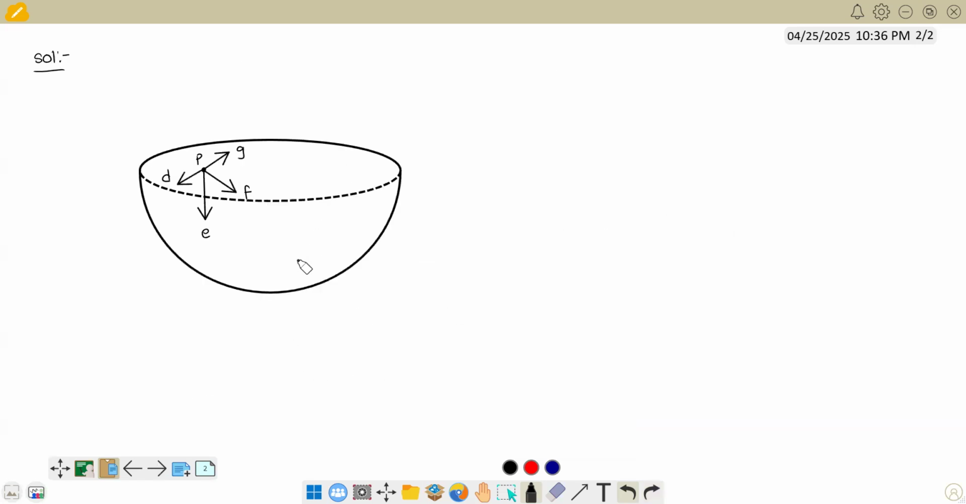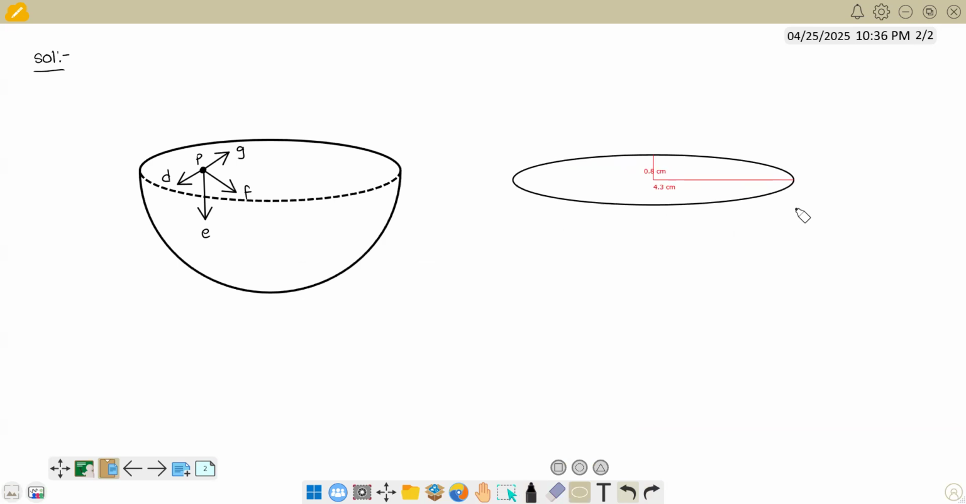Now, for this question, at any random point, suppose if this is a random point P, what would be the direction of gravitational field intensity? Is it D? Is it G? Is it F? Is it E? If you take this plane, let us discuss this problem in detail because nowhere is a proper explanation given for this.